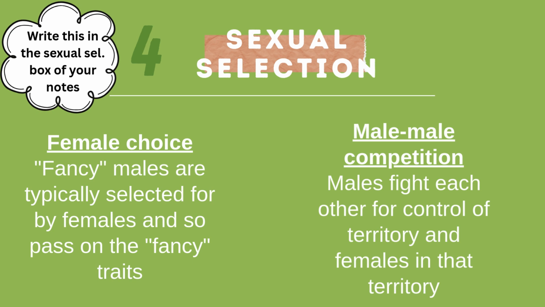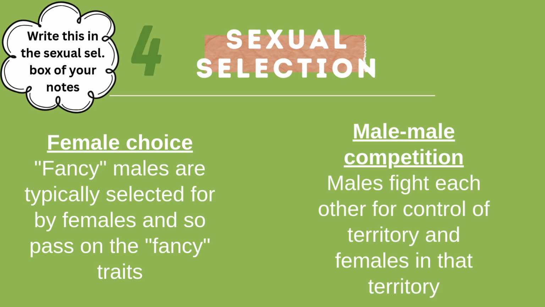All right, after that we learned about sexual selection. If you guys recall, there were 2 different types of sexual selection that we learned about. We learned about female choice, where fancy males are typically selected by females and therefore pass on the fancy traits. Remember that this is not in a territory type situation. This is when food is just spread out, and so the males have to do something to get the attention of the females. Try to think about the birds on that island that we watched that were all fancy and dancing.